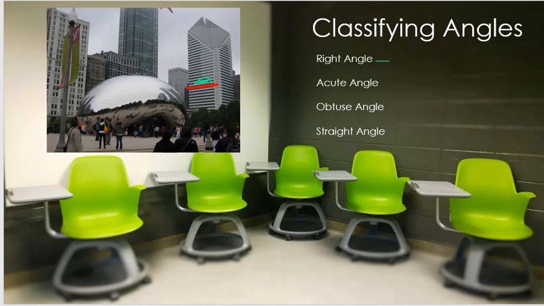So a right angle is 90 degrees. Acute is going to be less than 90 degrees, but greater than 0 degrees. An obtuse angle is greater than 90 and less than 180. And a straight angle is exactly 180 degrees.